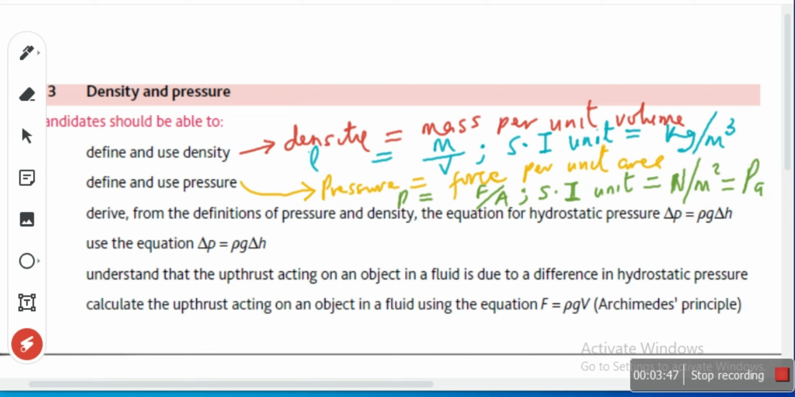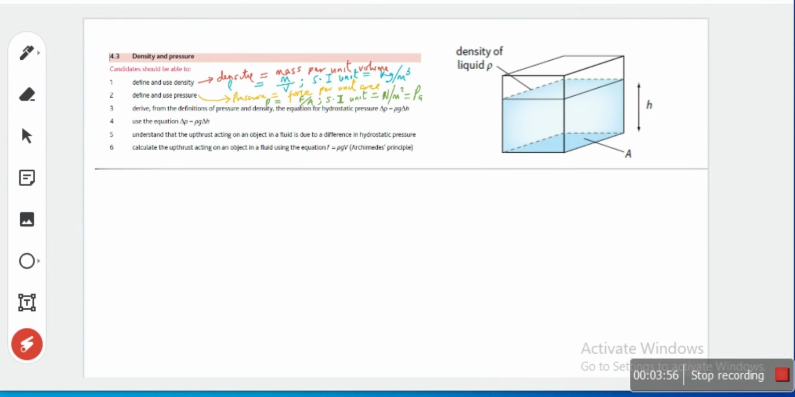Alright. Now derive from the definition of pressure and density the equation of hydrostatic pressure. That's the one I want us to look at now. Look at this liquid in this container, resting on this cross-sectional area A. The height of this liquid is h.